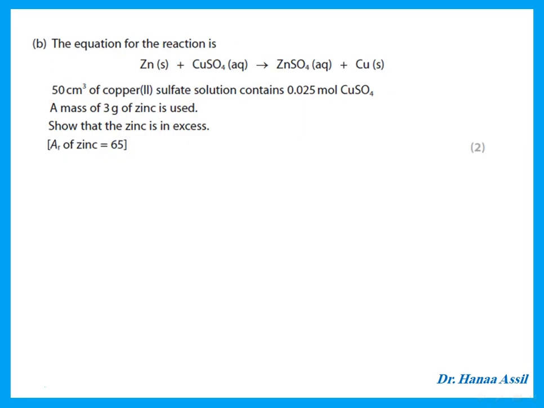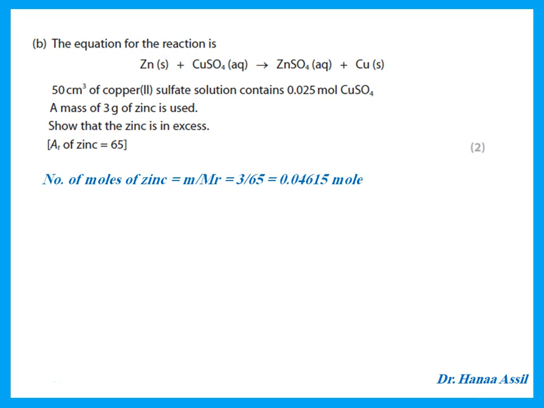The equation for the reaction is this. 50 centimeter cubed of copper sulfate solution contains this number of moles of copper sulfate. A mass of 3 grams of zinc is used. Show that the zinc is in excess. Showing that the zinc is in excess means I need to calculate the number of moles of zinc and then relate it to the number of moles of copper sulfate and see if it is the correct amount needed or more or less. So how do we get the number of moles of zinc?